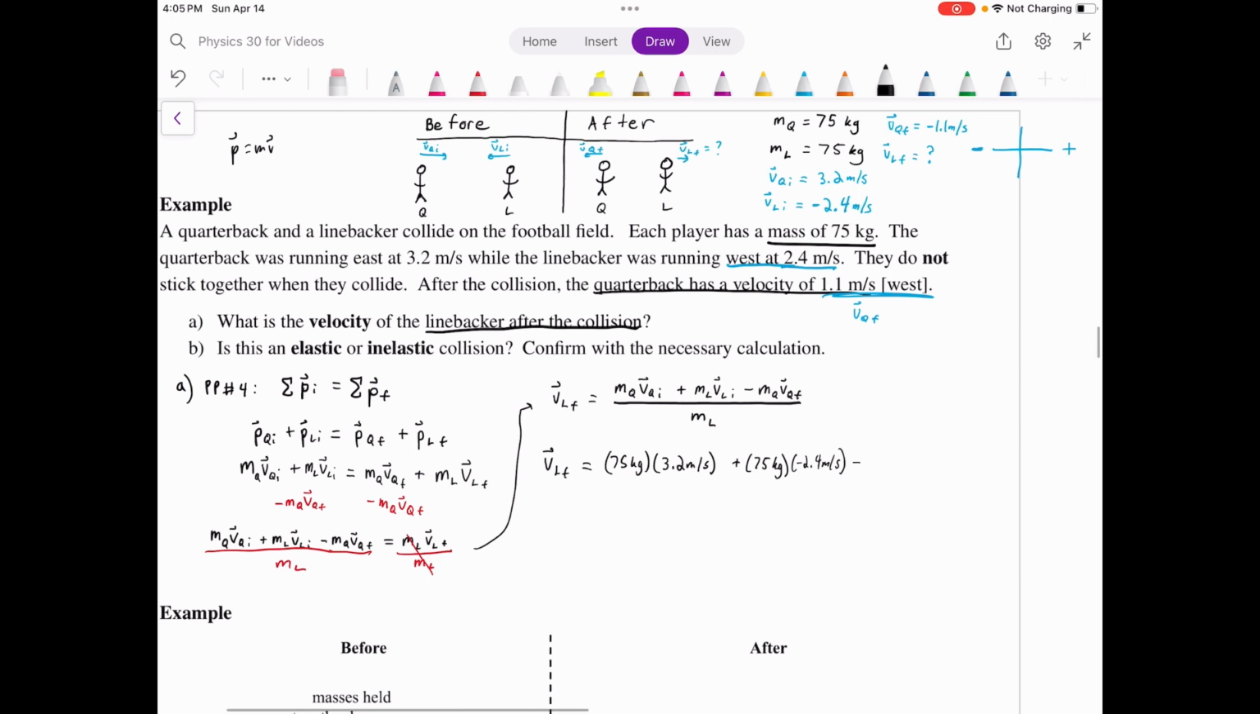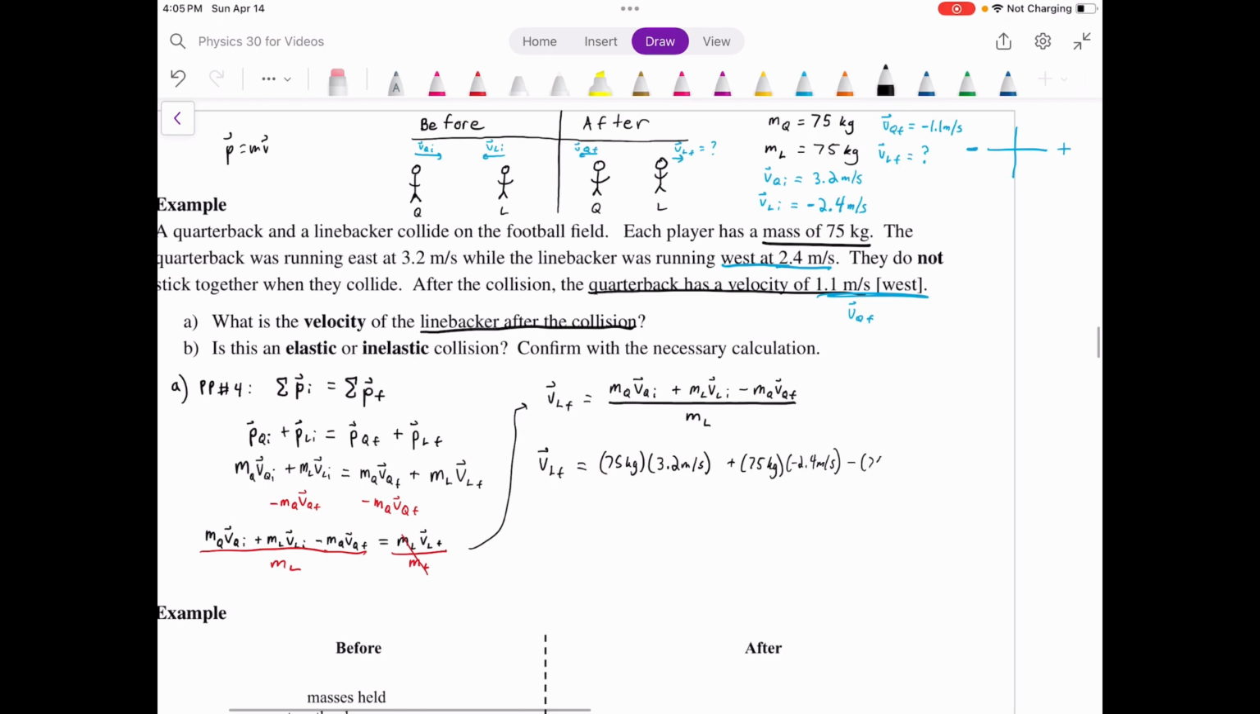Minus the mass of the quarterback again, so 75 kilograms, times the quarterback's final velocity, which was to the west, and it was negative 1.1 meters per second. And we're going to divide all of that by 75 kilograms. It won't always work out this way, but we could notice that this term has a 75 kilograms, this term has a 75, and this term has a 75. So we actually could just cancel the 75 out there. I'll just go ahead and calculate from here, though.